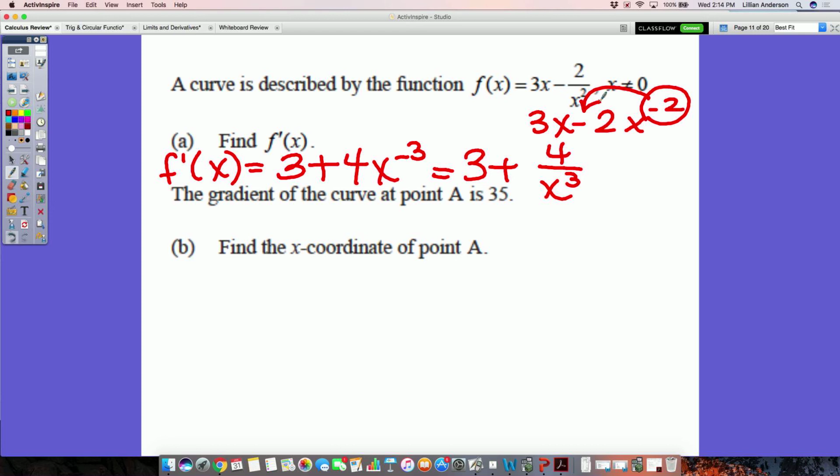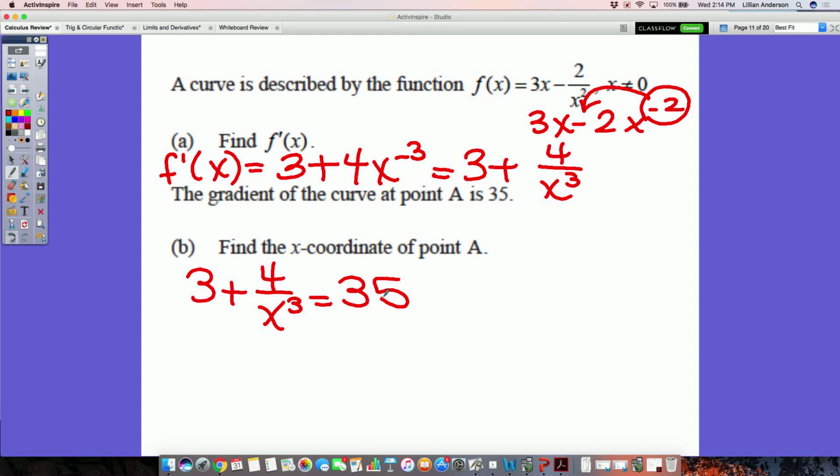So then it says the gradient of the curve at point A is 35. Find the x-coordinate of A. 35 represents the what? It represents the gradient, aka the derivative, which we just found. So in this particular case, we're not going to plug in 35 for x because it's asking us to actually find x. So we actually have to set it equal to 35 because that represents the gradient.